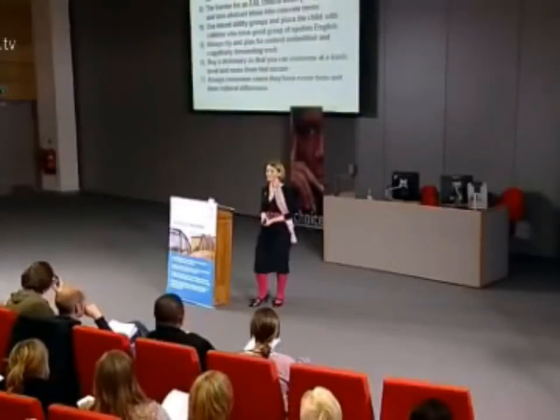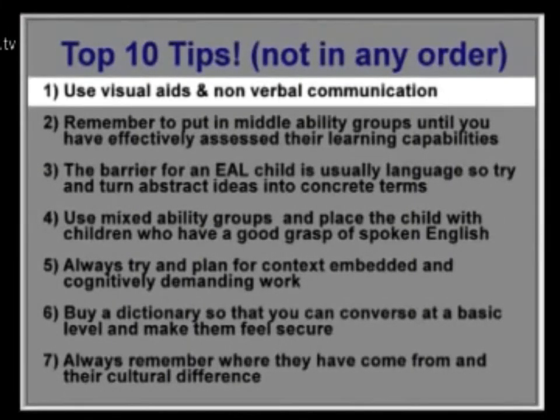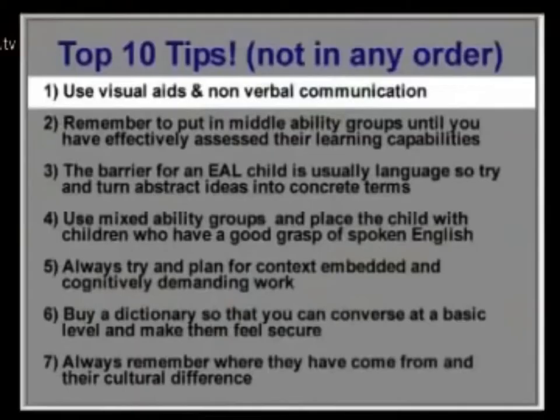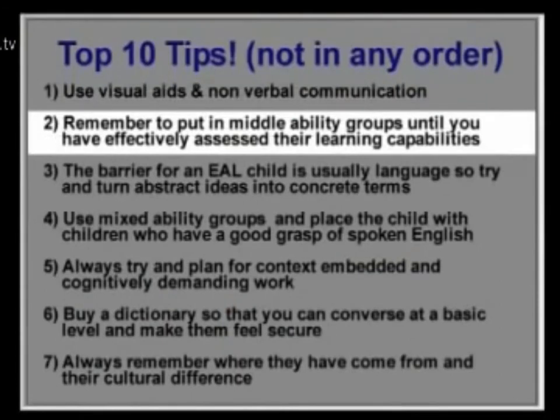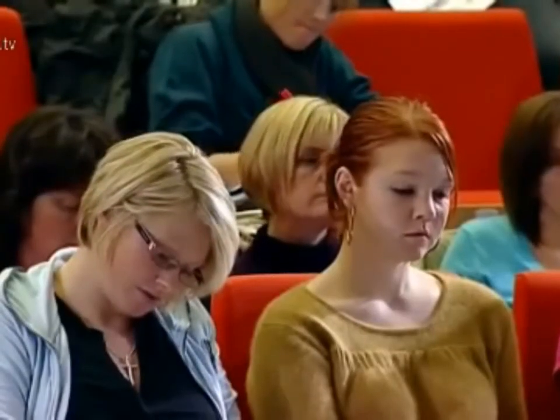So, top 10 tips. Use visual aids. Use non-verbal communication as well. Don't underestimate it. Don't underestimate body language. Children do respond to it. Remember to put them in the middle ability group until you have effectively assessed their learning capabilities. Just because English is a barrier doesn't mean they're not intellectually able. Many teachers put English as an additional language learners into the lower ability group because it's a reading or writing ability. No, please don't do that, because you don't know how cognitively able they are yet.